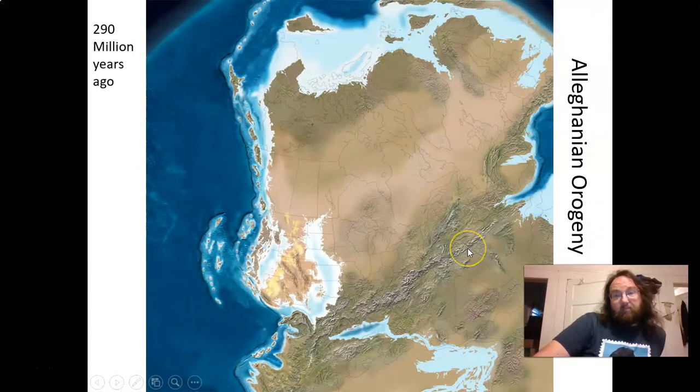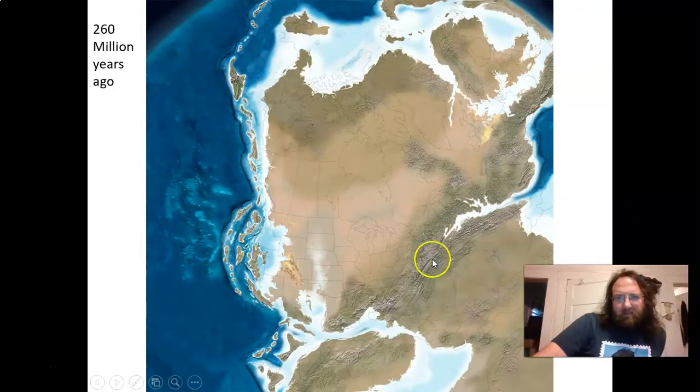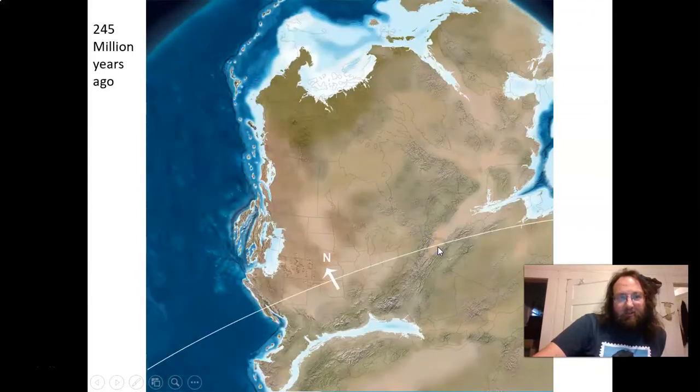Eventually, this collisional force subsides. We start to get some basin range mountain formation. We get some plateau collapse. We see the mountains start to spread away. You get a little bit of fault block mountain building around here. Start to see the beginnings of a rift opening up.